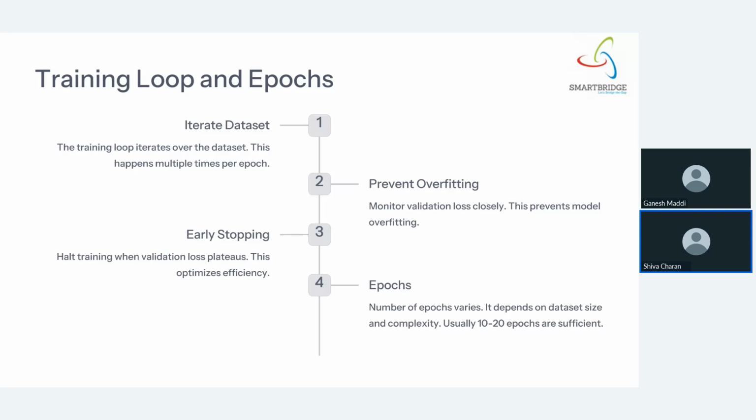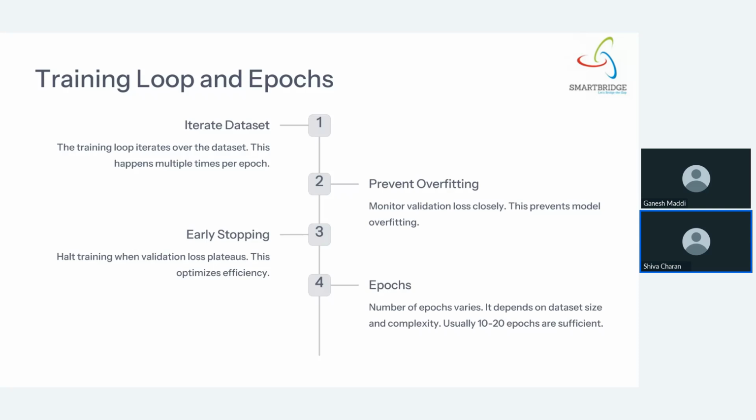We also have preventing overfitting. What is that? Monitor validation loss closely, which will prevent the model's overfitting. So whatever loss it is generating, we need to monitor that particular loss and keep it low, which will help the model prevent overfitting.